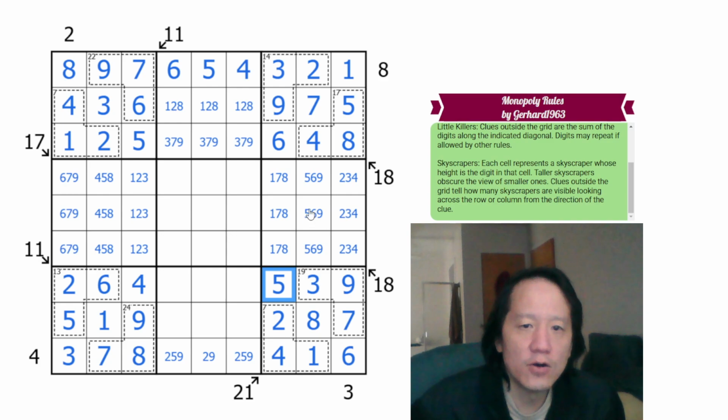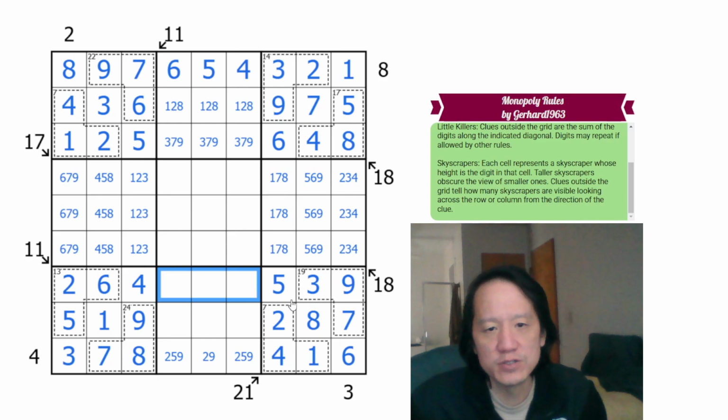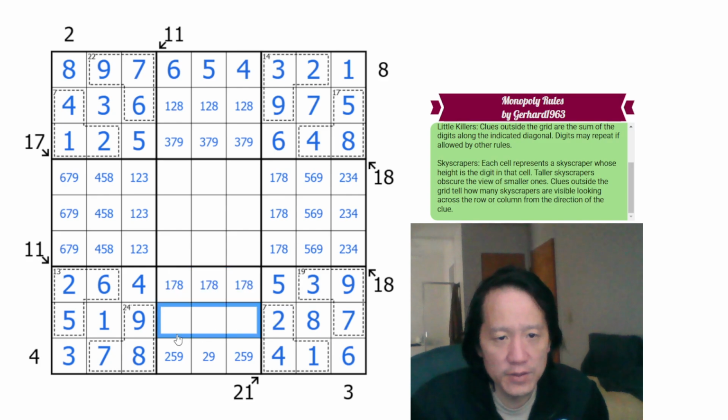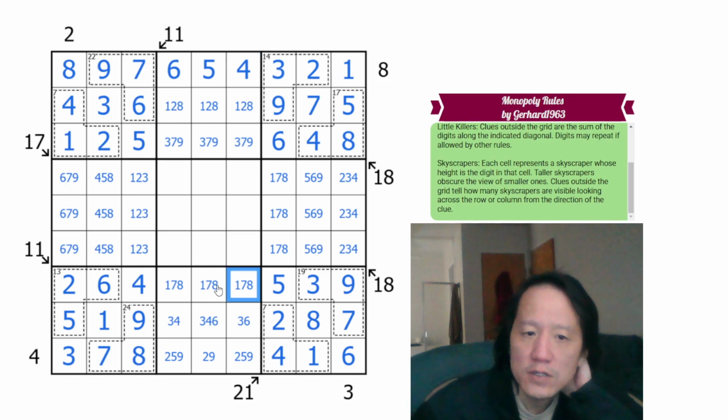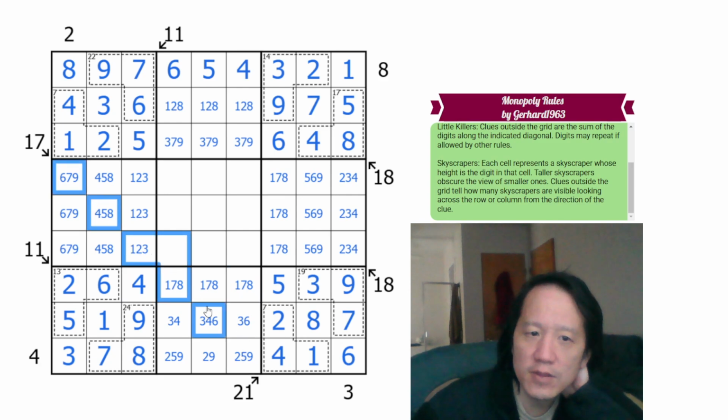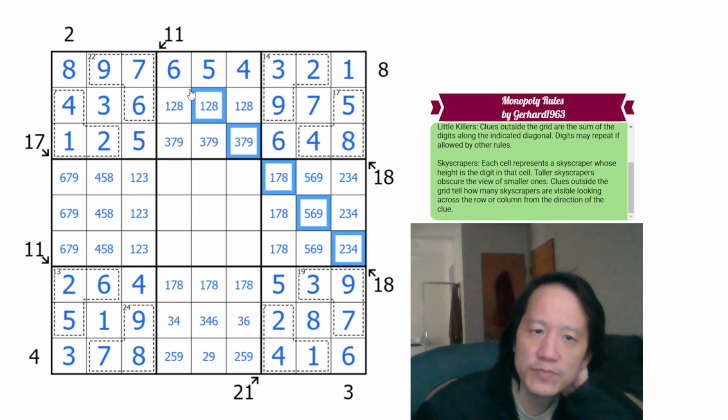Okay. Now, the remaining clues that we have... Okay, actually, we were still missing this one. So this is 1, 7, and 8. This is 3, 4, and 6. This can't be 6 because of this 6. This can't be 4 because of this 4. So what I see now is that the only remaining clues that we have not solved are these diagonal little killer clues.